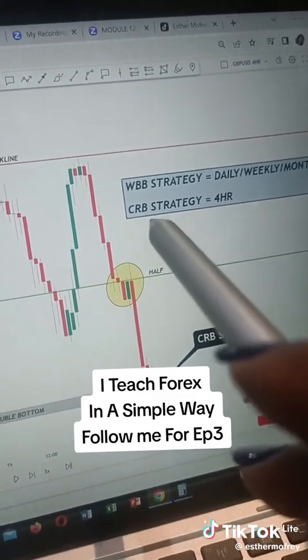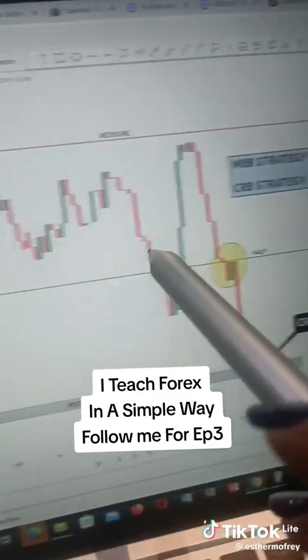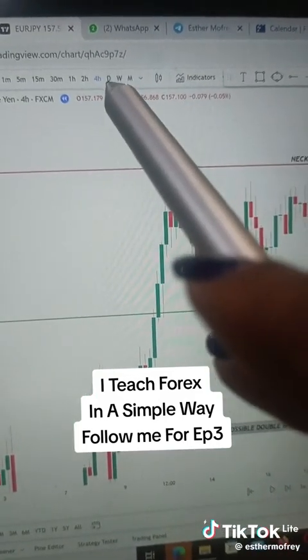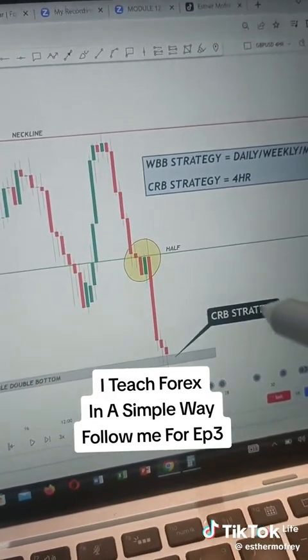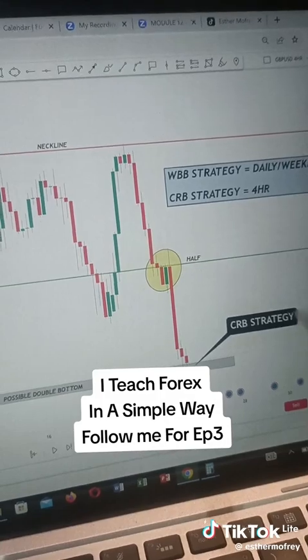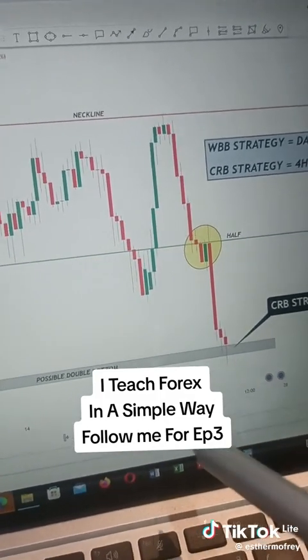And I have a CRB strategy that I use on the 4 hour. Because this is a 4 hour time frame, you can see here, we have the 4 hour time frame. Because it's a 4 hour time frame, we are using CRB. Okay? Are we good up to there? So let's start the next candle.